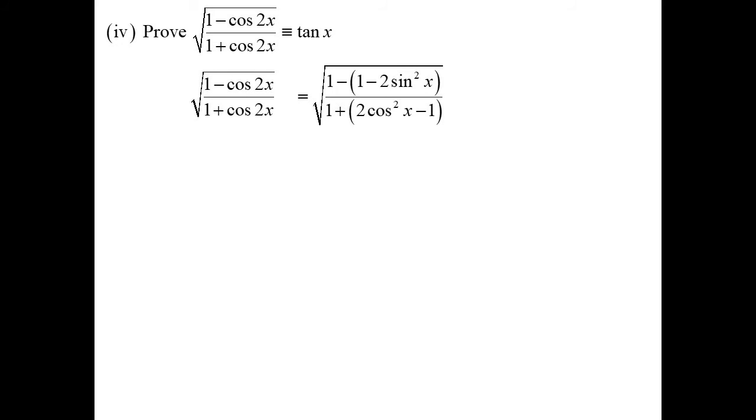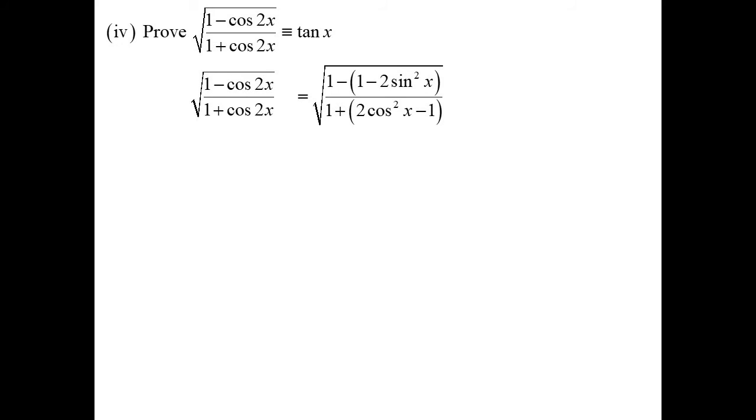Prove this identity. The square root of 1 minus cos 2x on 1 plus cos 2x is the same as tan x. So on the left hand side I've got cos 2x. Now I've got 3 different ones I can substitute in. But I keep an eye on what I'm trying to prove. I'm trying to prove tan. Tan is, of course, sine on cos. So therefore, the result I'll use on the top would be the one that involves sine. The one I use on the bottom would be the one that involves cos.